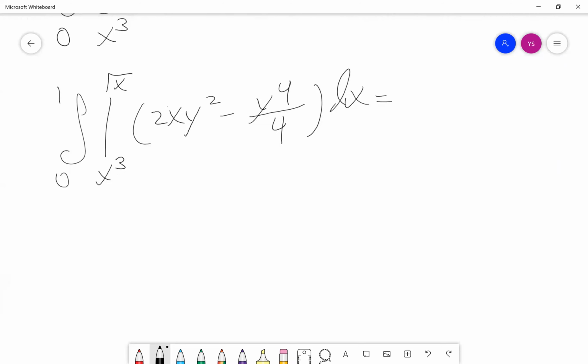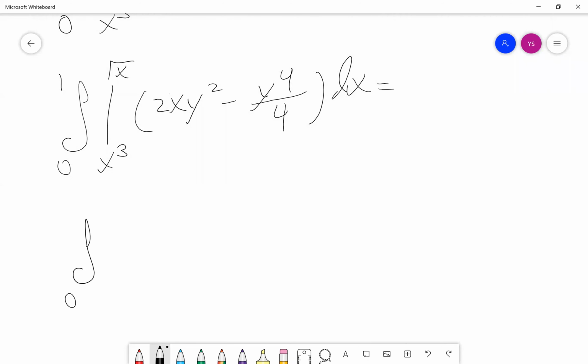And then we plug in our x's to our bounds. So this is the integral from 0 to 1. And then we get 2x times the square root of x squared. So that's just x. So 2x squared minus, and then we have the square root of x to the 4th power. So that's x squared over 4.